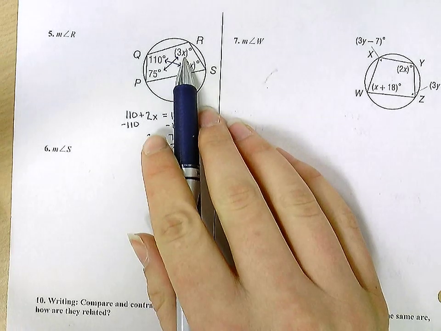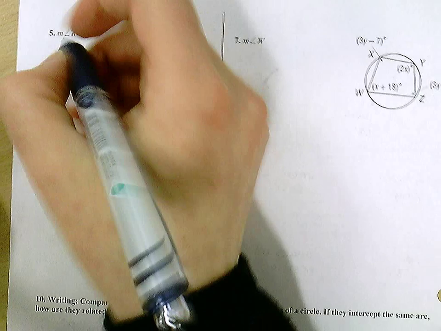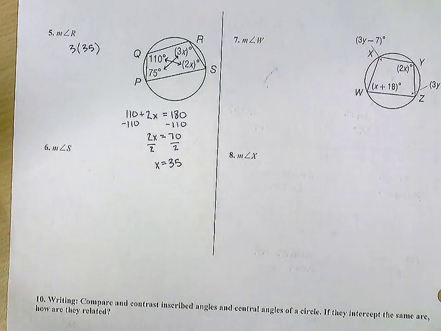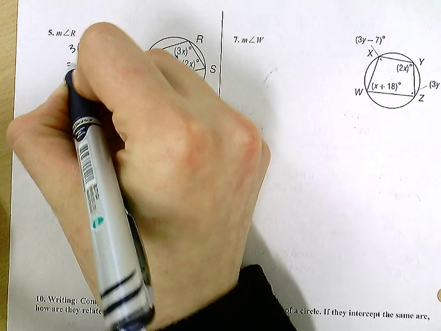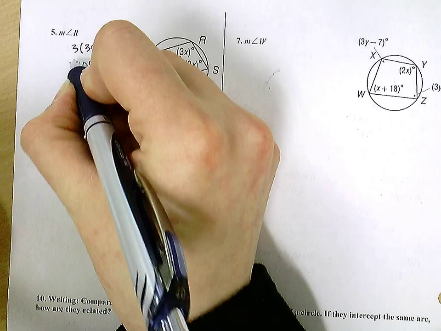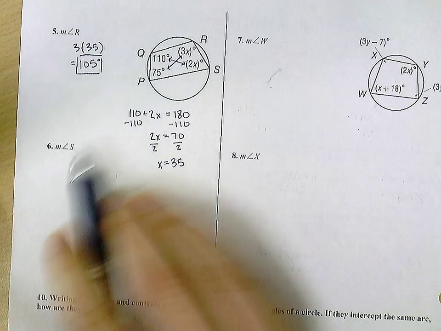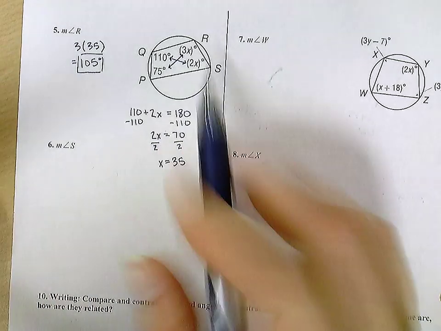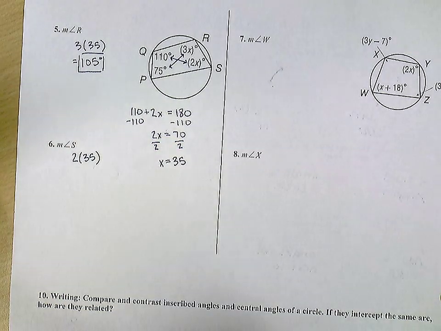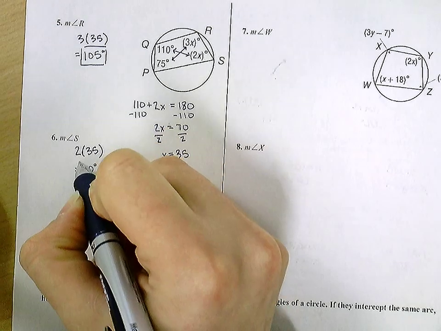Okay, so for R is 3x. So I'm just going to plug in 35 for x. So we have 3 times 35. It's 105 degrees. And for the measure of angle S, again, plug in 35 for x. So we have 2 times 35. That's 70 degrees.